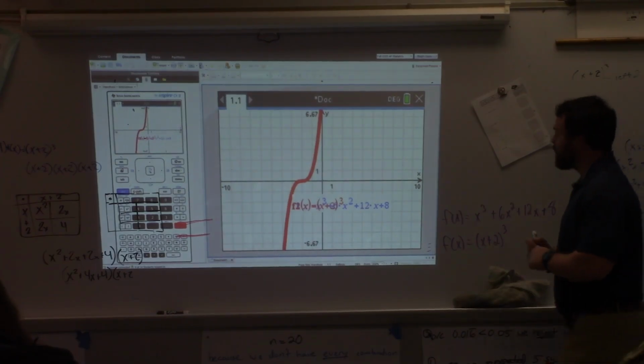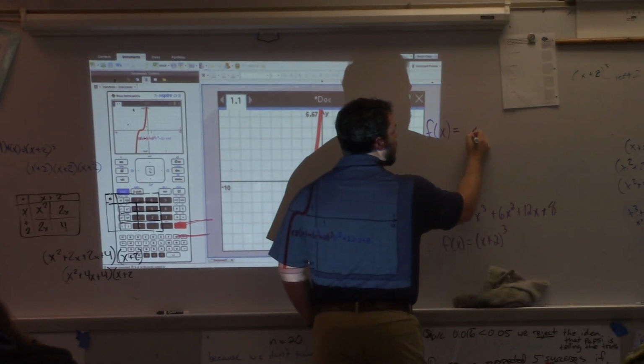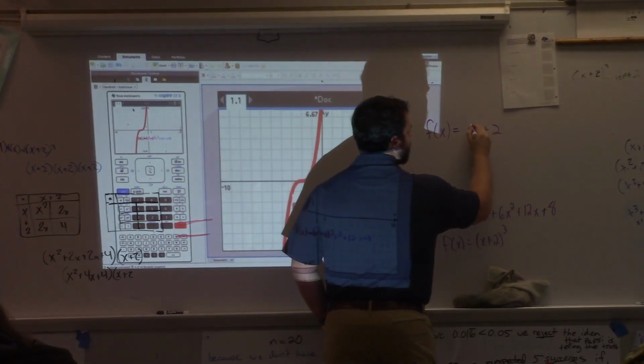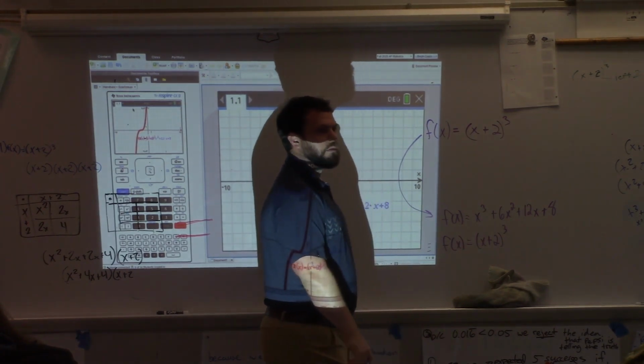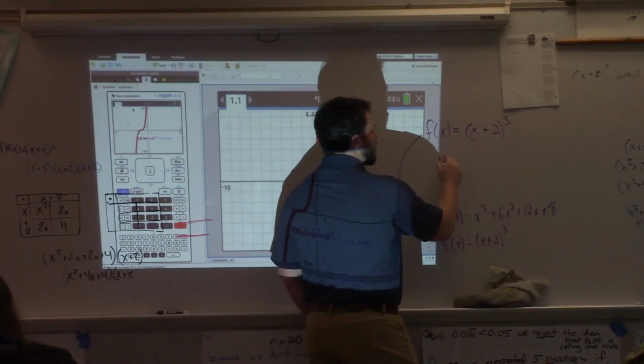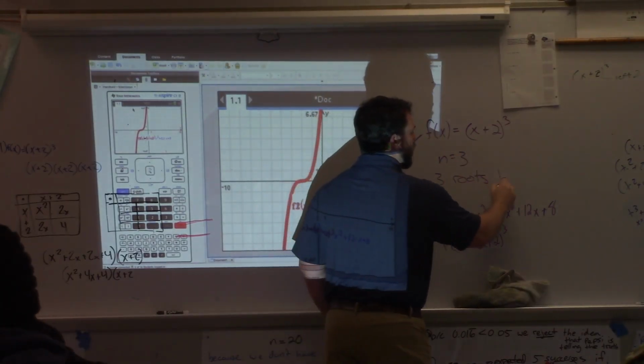Now, there was something I was going to say with that, building on what we talked about yesterday. So if this is a cubic, how many roots should we see? Or how many roots are there? The degree is 3, so there should be 3 roots by the what?